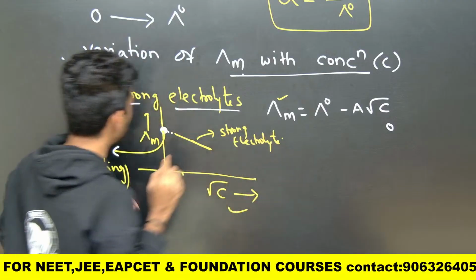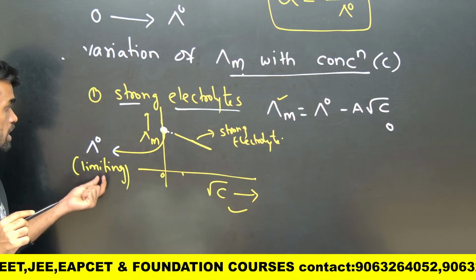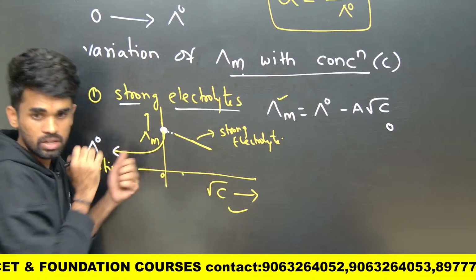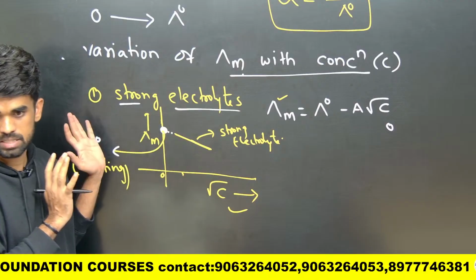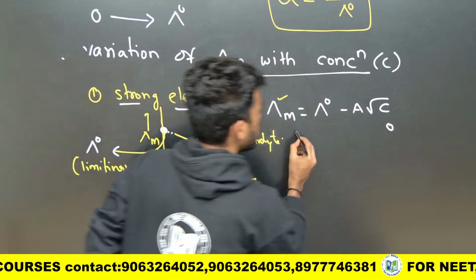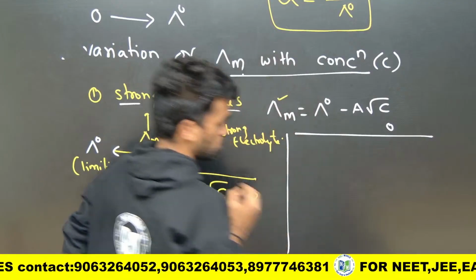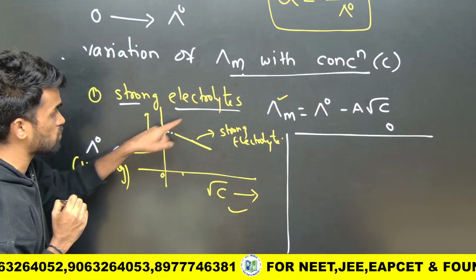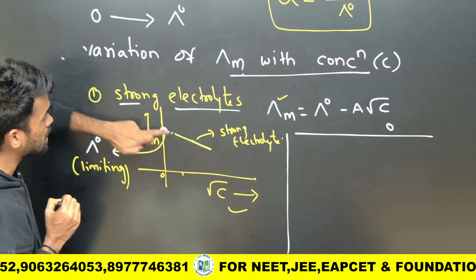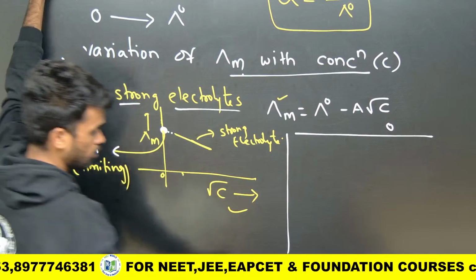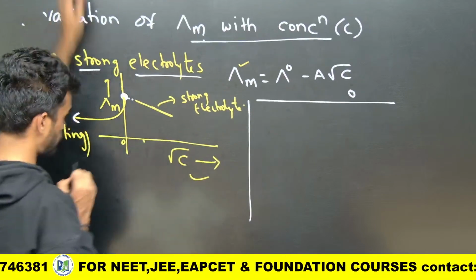Okay, so we can find the limiting molar conductivity of a strong electrolyte by just extrapolating the graph towards the y-axis. Up to here it is clear. Now, how can we do it for weak electrolytes? This is our question. We can get the limiting molar conductivity of strong electrolytes by extrapolating the graph, but what in case of weak electrolytes?